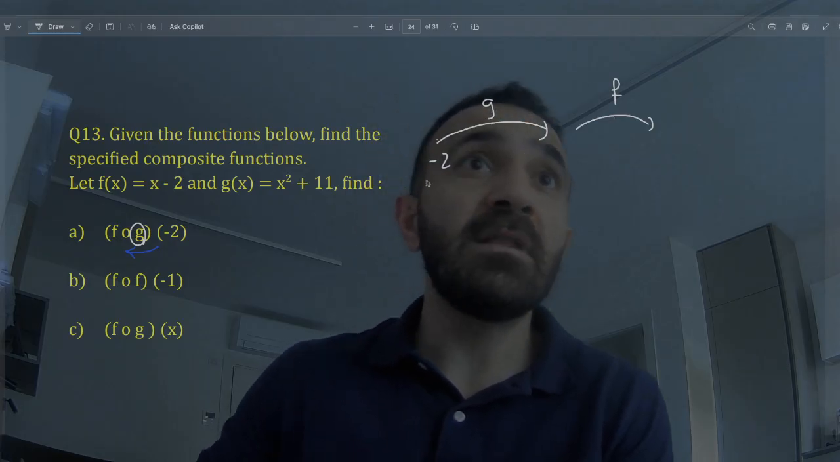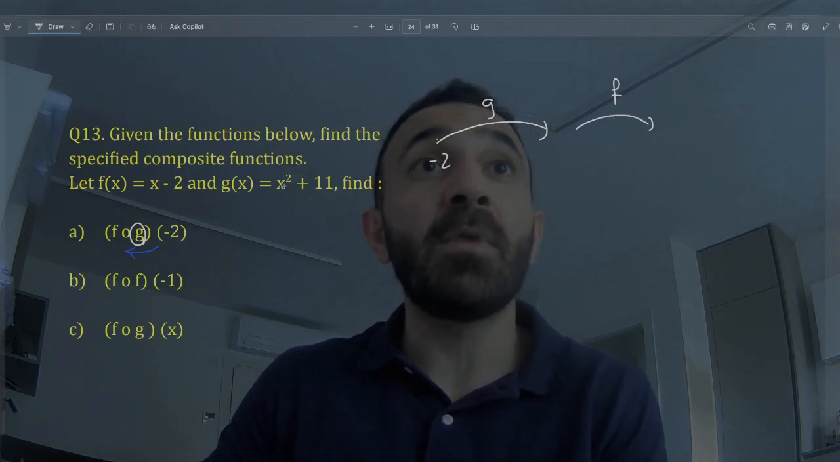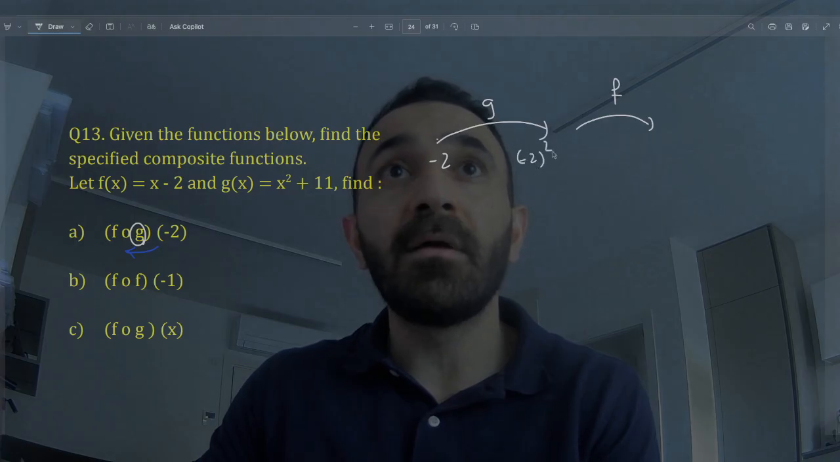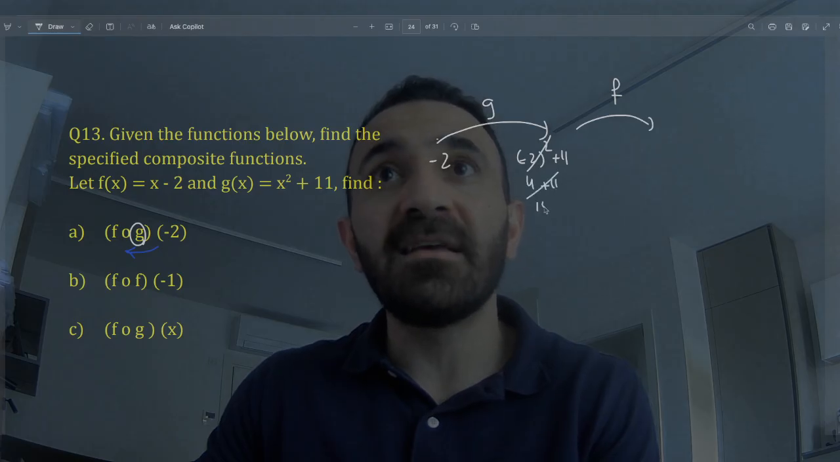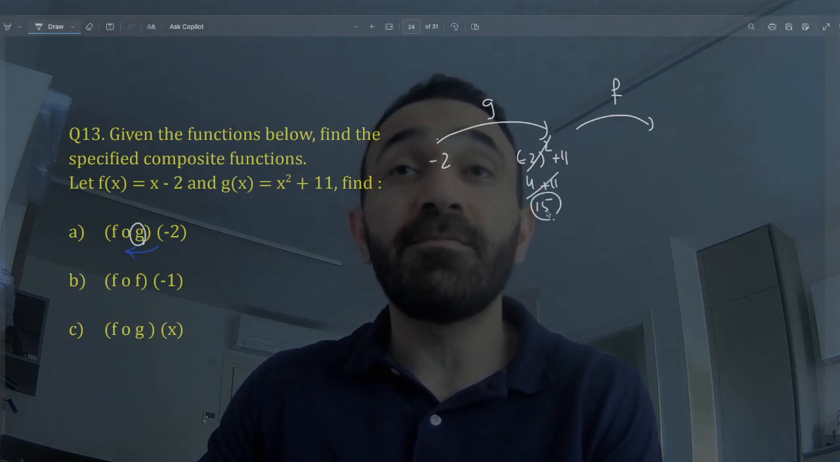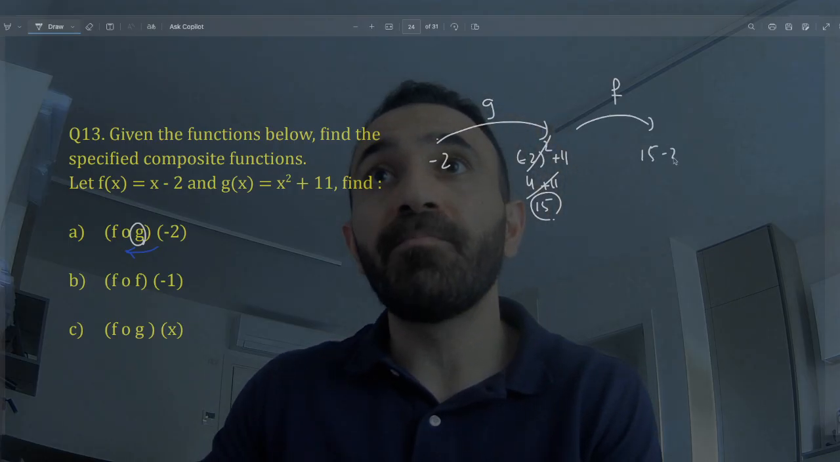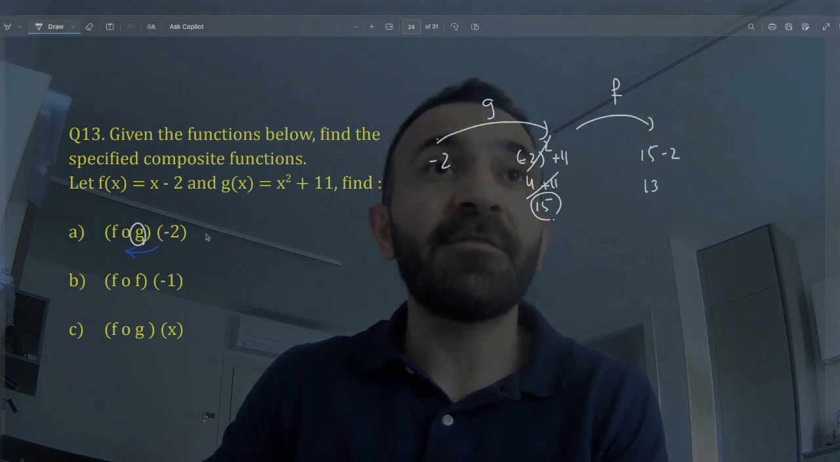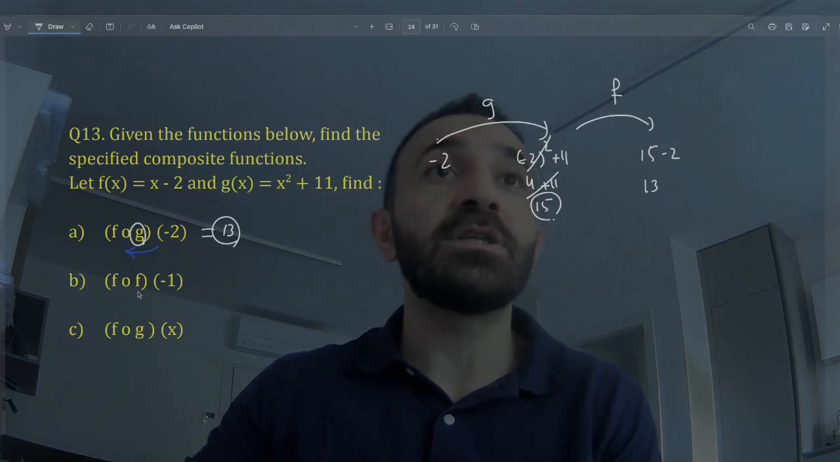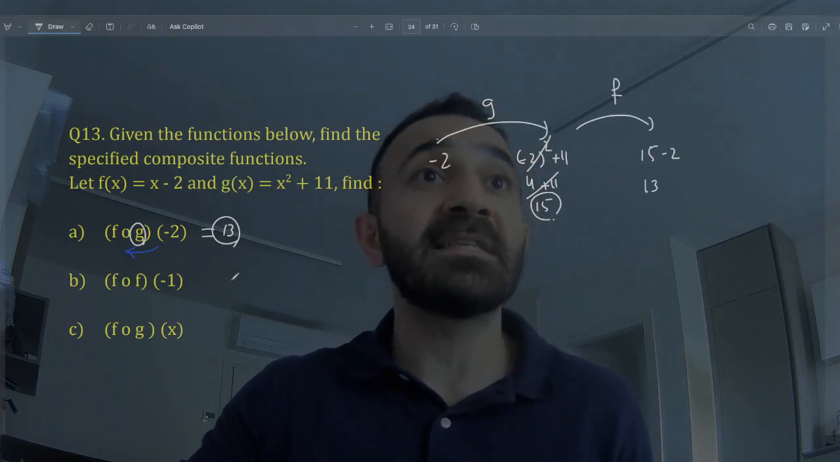So minus 2 in the function g, it's going to be minus 2 to the power of 2 plus 11. Minus 2 to the power of 2 is 4, plus 11 is 15. Then you're going to get 15 and put it into the function f. 15 minus 2, which is 13. So f of g of minus 2 is 13. Remember, you have to show your working in the question. So don't give me the final answer only, 13.